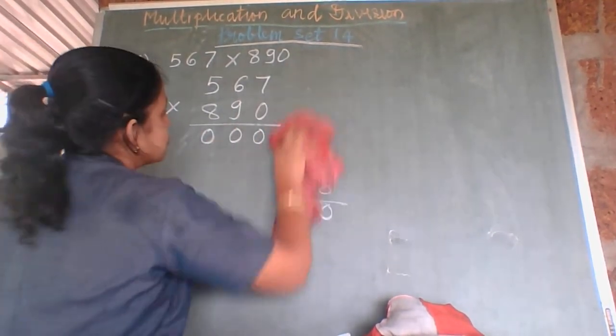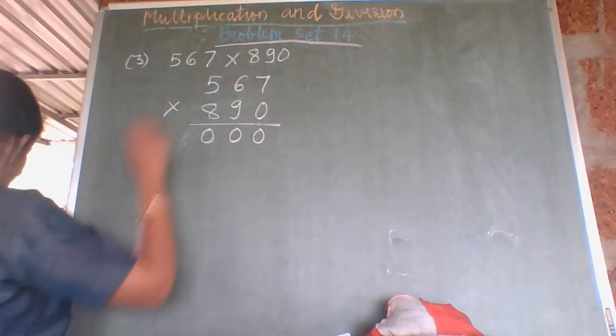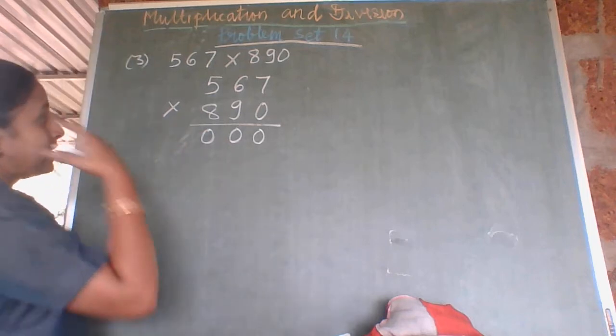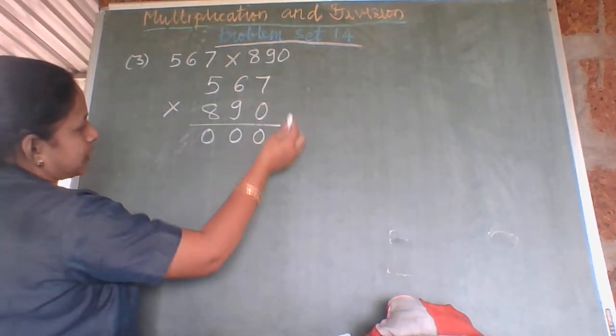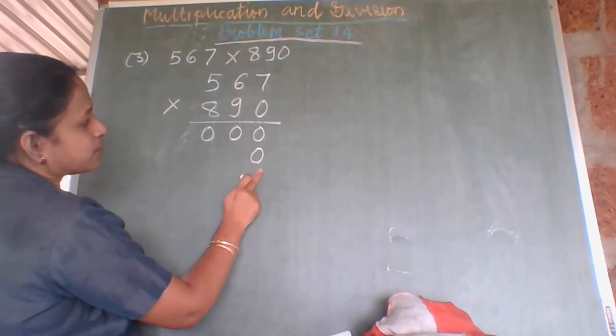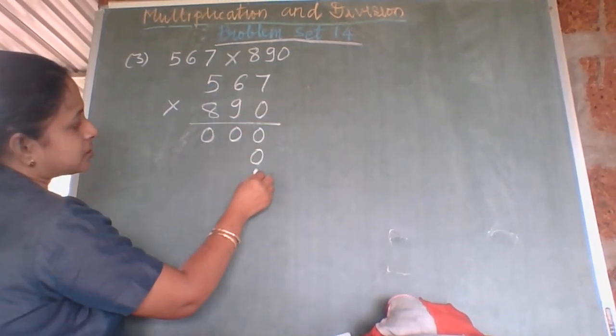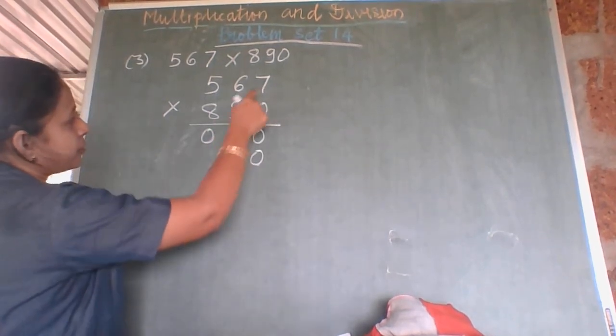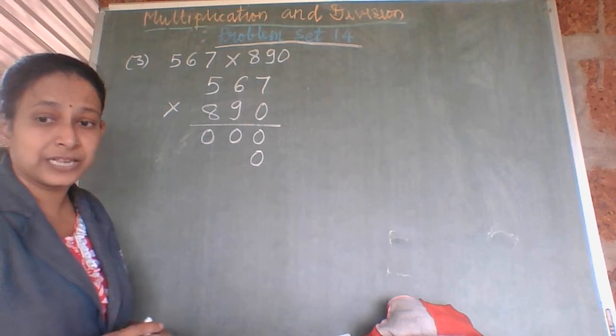So what are we getting? When you multiply 0 with any number, you will always get 0 as the answer. Fine. Now let's go for the next one. Now you have learned that we have to write a 0 here in the units place, because we have already finished with the units. So in the units place now you are going to write a 0. So now what do you have to do? You have to multiply 9 with 7.